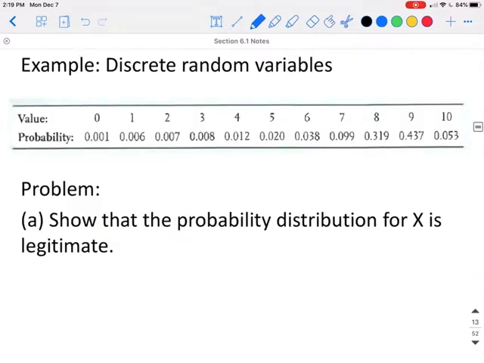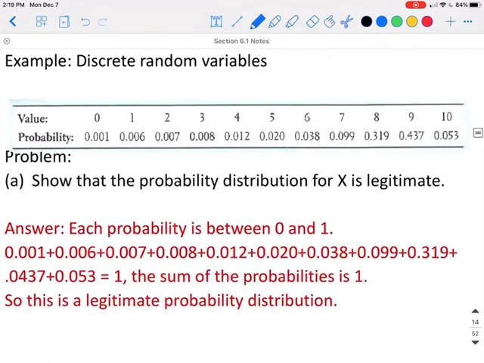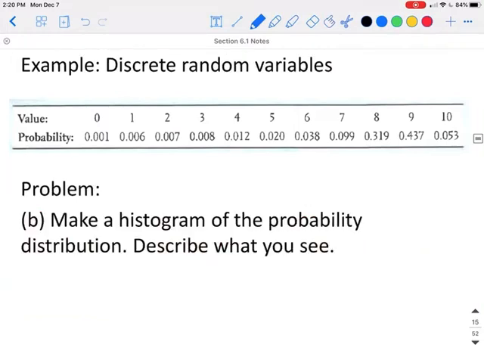So from this table, we need to show that the probability distribution of X is legitimate. We know the probability distribution will be legitimate if all the probabilities together add up to 1. So if we do add all of those probabilities together, we do get a sum of 1. So this does mean that this is a legitimate probability distribution.